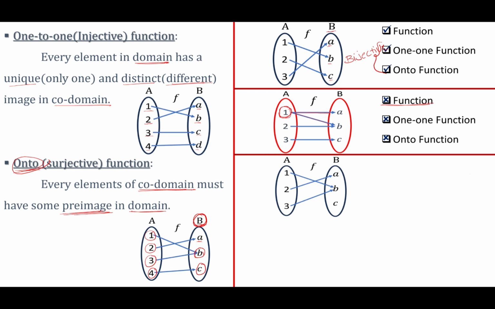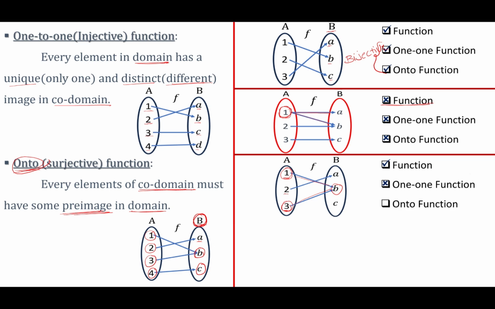Is this a function first of all? Yes, it is a function because every element has an image, one image. Is this a 1-1 function? No, because check, these two elements of set A, the domain, have one image, which is B. So it is not a 1-1 function.